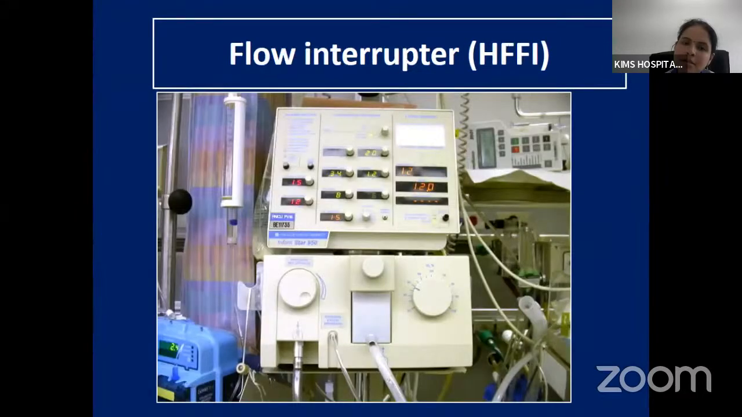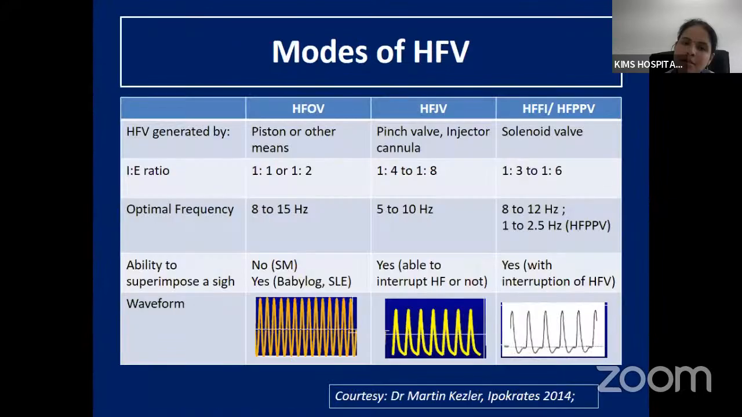So this is another example of a high frequency flow interrupter. Moving on to the differences between these three modes of high frequency ventilation. High frequency oscillation is the most commonly used and is available with Sensormedics ventilator, and is also available with a few hybrid modes of ventilators such as the Sophie, Stephanie or SLE 6000.